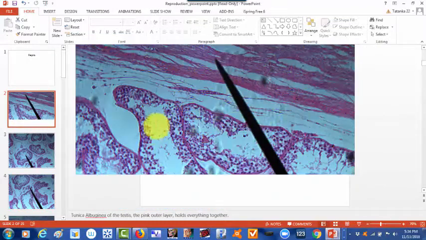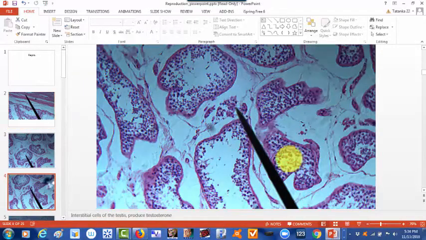So you have the tunica albuginea, these structures here. They look like tubes. Those are seminiferous tubules. Sperm are little lines inside. The white area would be the lumen. And this here would be what is called the interstitial cells or cells of Leydig.